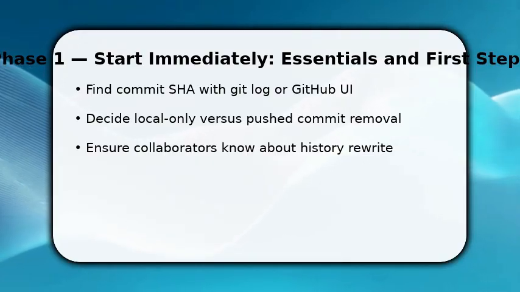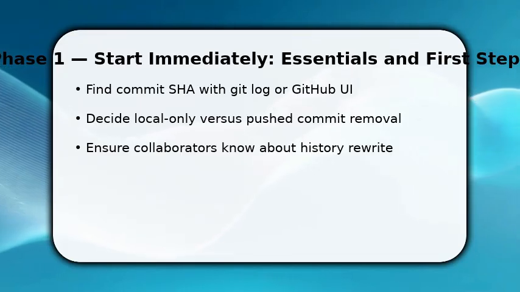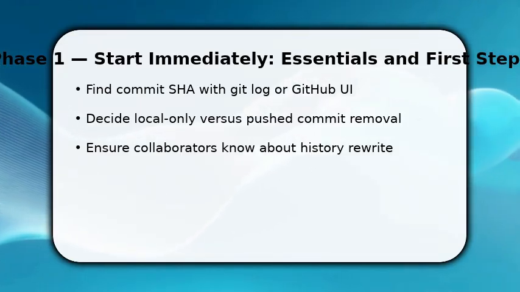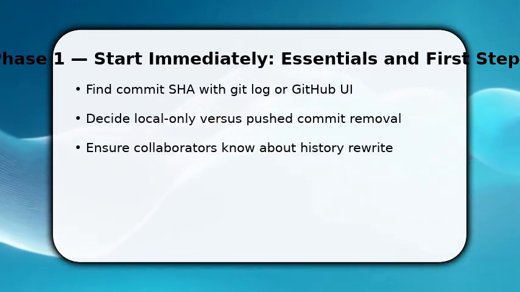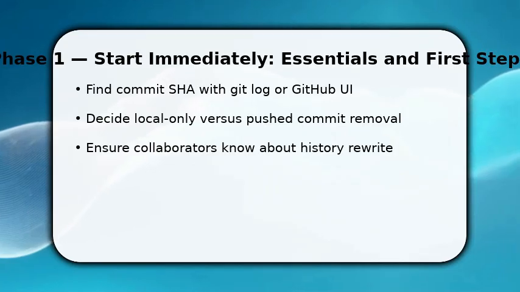You begin by locating the commit SHA you want to remove. Use git log --oneline or the GitHub commit list. Once identified, decide whether this is a local-only cleanup or a pushed commit that rewrites history, because the steps differ. Make sure to coordinate with teammates if the commit was pushed, otherwise you risk breaking other clones.